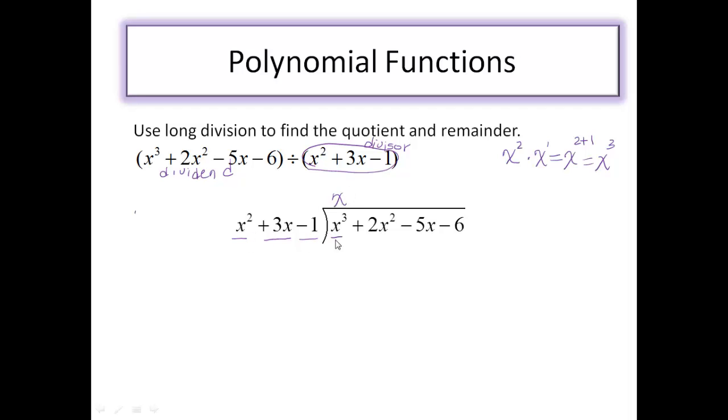X times x squared would be x cubed. X times 3x would be 3x squared. Notice how I write my answers directly beneath the matching power term. So my x squared term I wrote directly underneath my x squared term in the dividend. And then the last multiplication is x times -1, which is minus x.